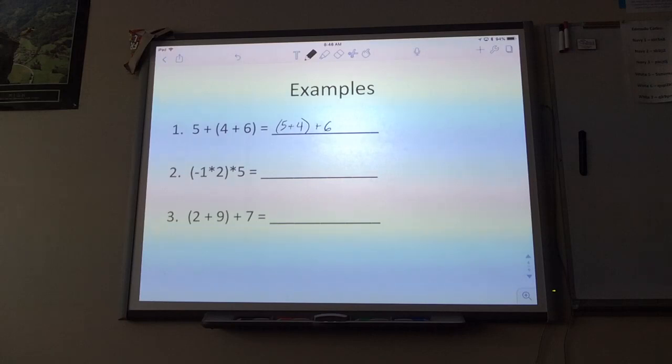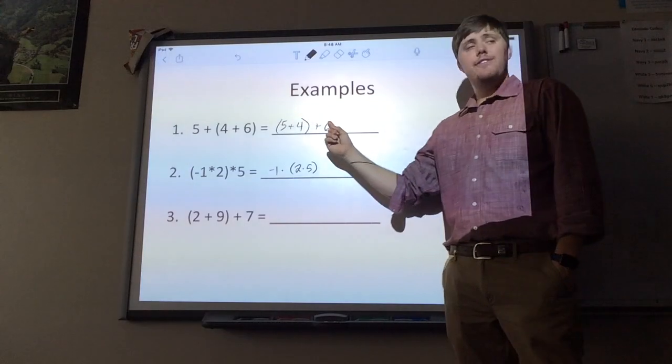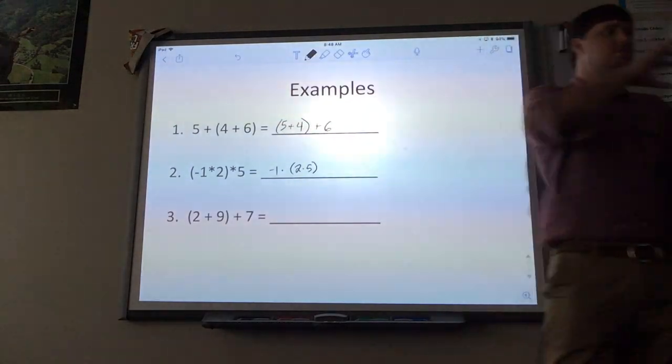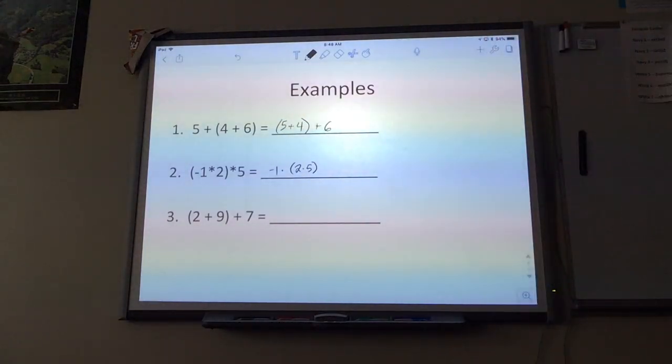That means regroup. That means bounce the parentheses, so that negative 1 is outside, and the 2 times 5 is inside. One thing to point out on this, it does not say simplify on these. So I don't want the answer of 15 on this. I just want to see you change it. I don't care about the answer on this one. So I'll just say use the associative property.